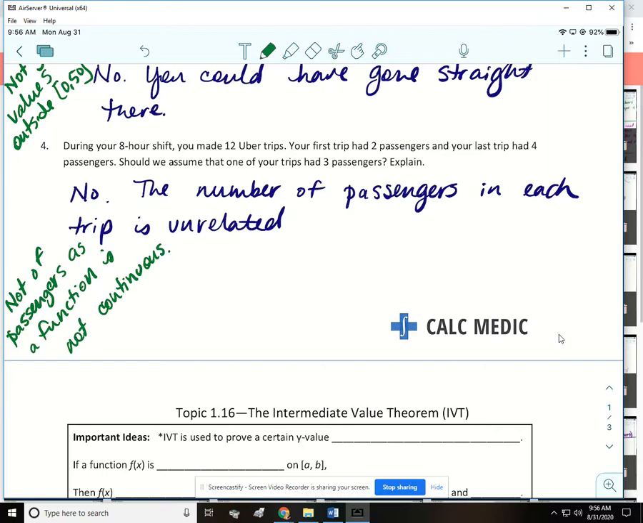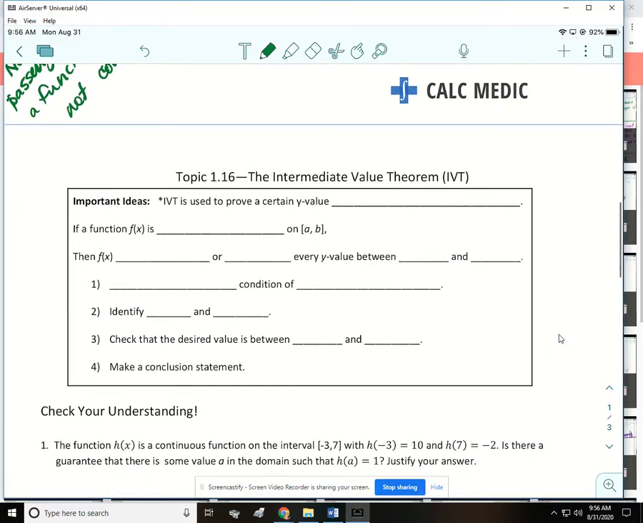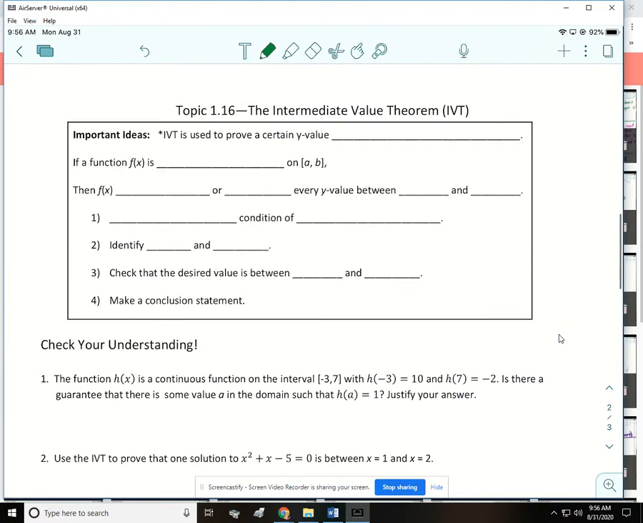All right, so all of this Uber driver stuff is leading into the intermediate value theorem. And intermediate basically means between. So this is the between value theorem. So a lot of times when we're talking about the intermediate value theorem, instead of saying all the words, we say the IVT. And it's used to prove a certain Y value must exist.